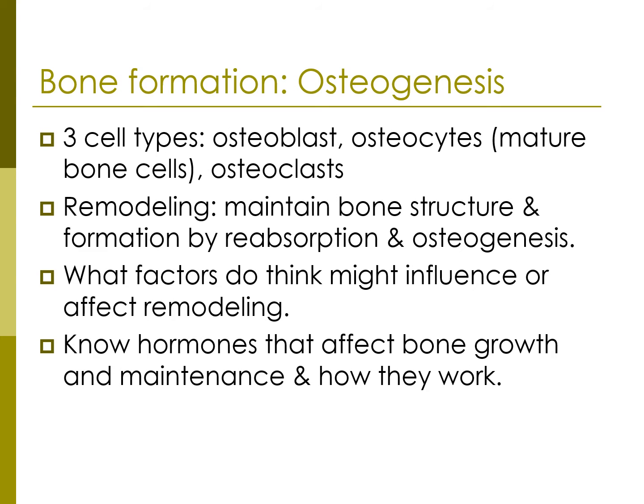There are 3 cell types you need to be familiar with in regards to bone formation. The first is osteoblast. This is a cell that secretes a matrix for bone formation. Osteocyte is when that cell becomes a mature bone cell. Osteoclasts are bone reabsorption cells.